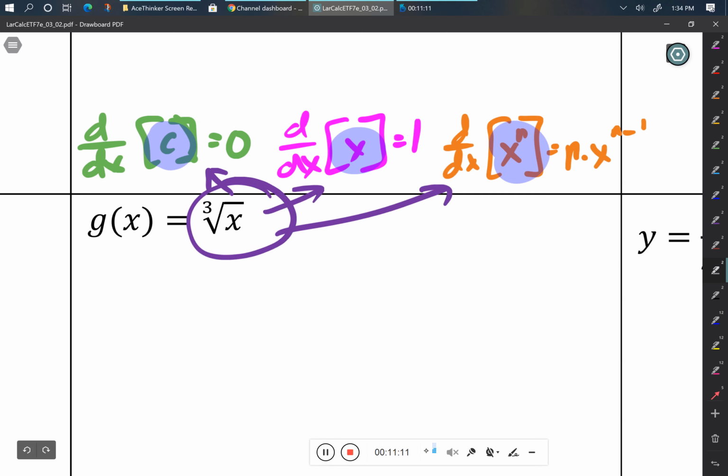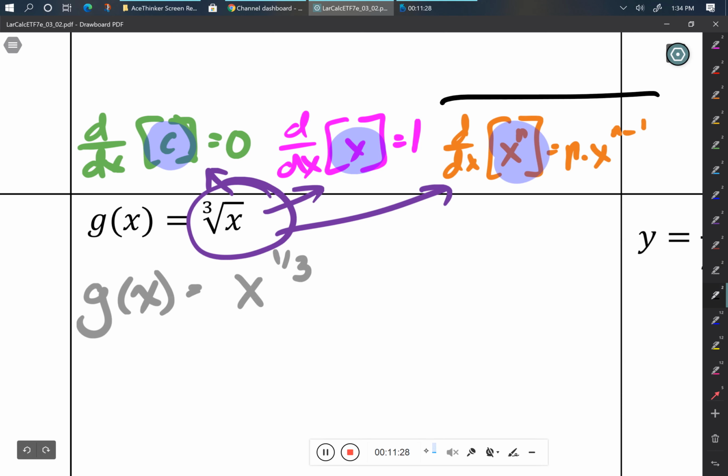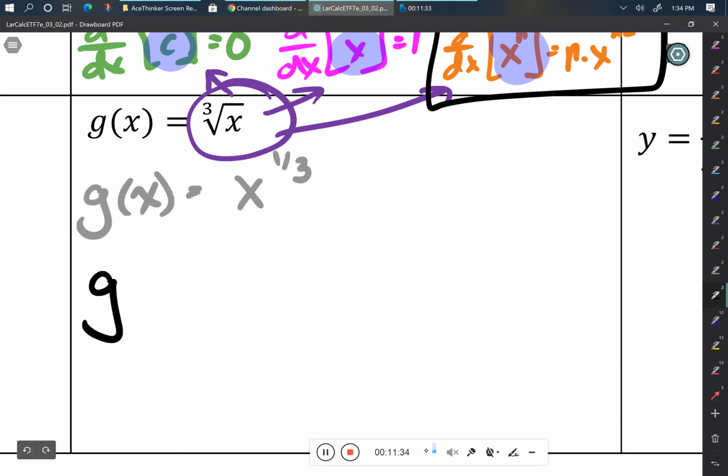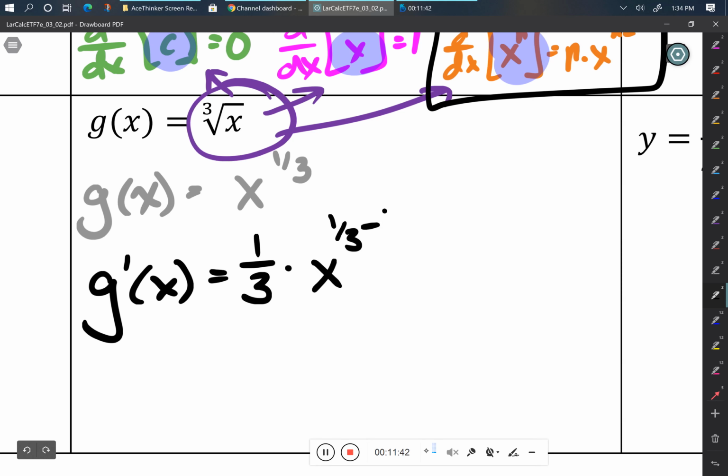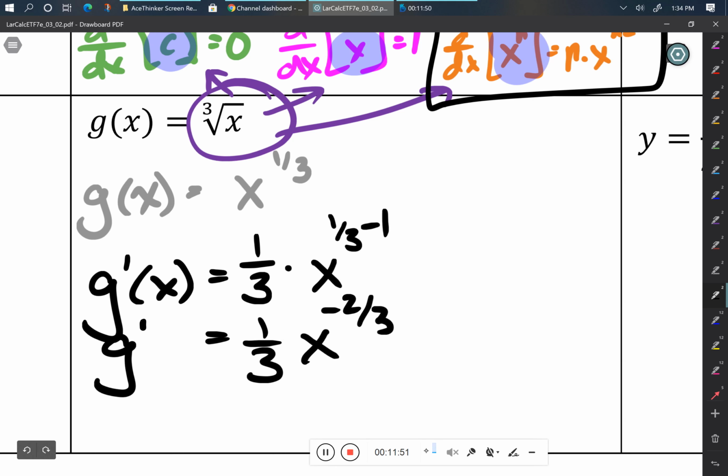What I'm hoping is you're seeing the same thing that I'm seeing, that we can rewrite g of x as x to the 1/3. Cube root, 1/3, 1/3 cube root. Right? And since we can rewrite it as that, now we have a general power rule we can use. And so we can say then that g prime of x is going to be 1/3 times x to the 1/3 minus 1. Clean that up a little bit. We're going to get 1/3 times x to the negative 2/3. That's going to be our g prime.